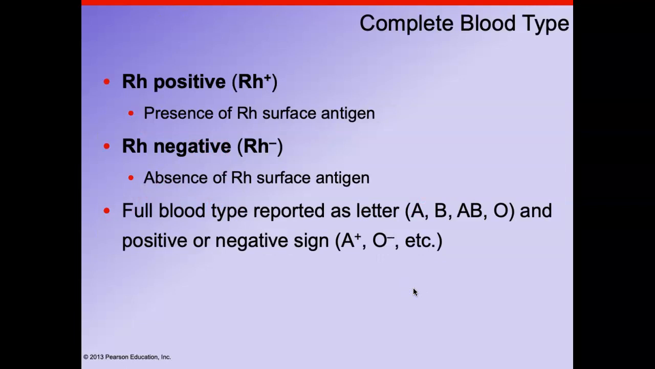You've heard of positive and negative, Rh positive, Rh negative. That's just a completely different antigen. Sometimes it's called the D antigen. Sometimes it's called the Rh antigen. So if you have that surface protein, you're Rh positive. If you don't have it, you're Rh negative. So your full blood type is reported as a letter or two letters and a positive or negative sign.